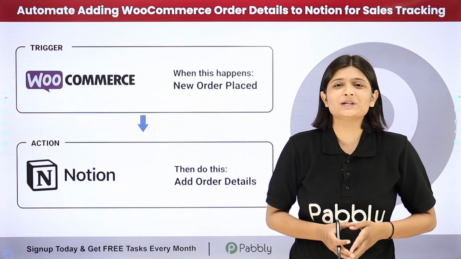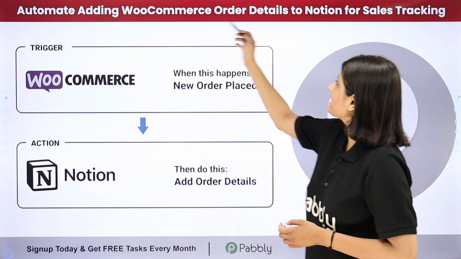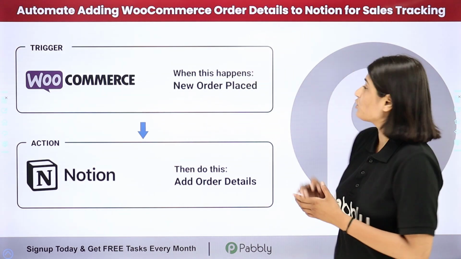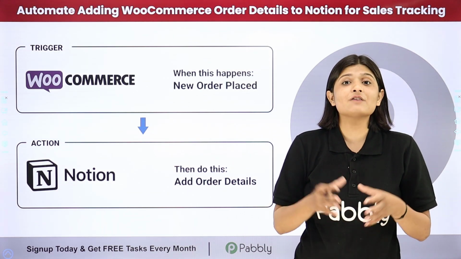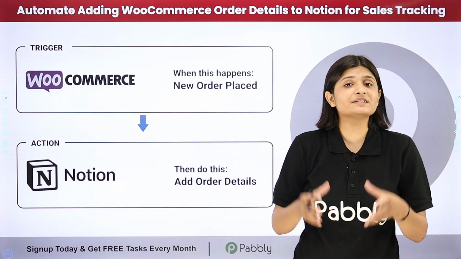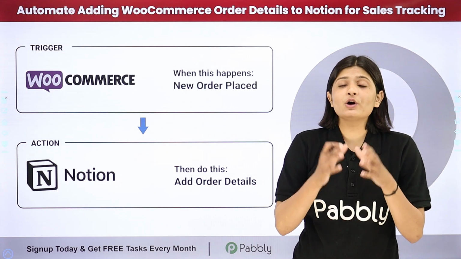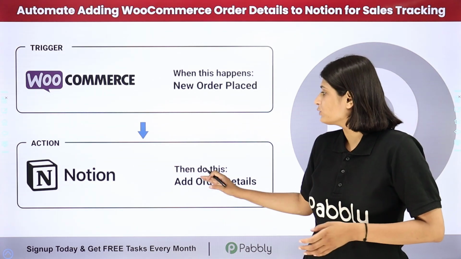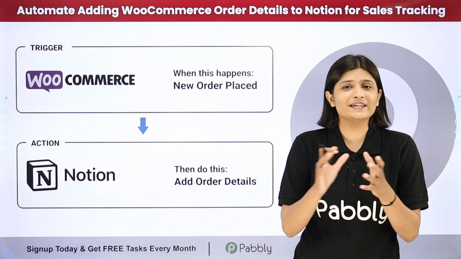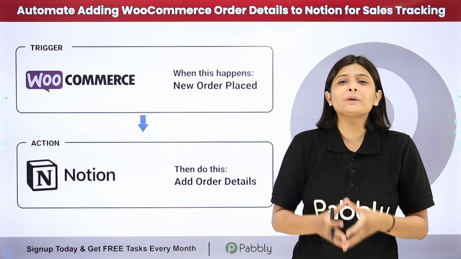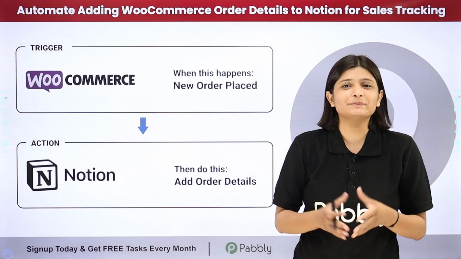So in this video, we are going to learn how to automate adding WooCommerce order details to Notion for sales tracking. So let's suppose I am running a business and I have a store on WooCommerce where I am receiving many orders. Now I want to add all the order details in my Notion database automatically because adding manually will be a very tedious task, and to automate this process I am going to use Pabbly Connect.